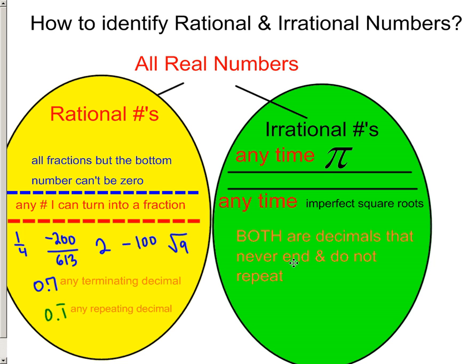You can see that both pi and the imperfect square roots are decimals, and they never end and they don't repeat, and that's what makes it different from these. But the big test we do is can we turn it into a fraction? And we can turn all of these into fractions. These two, because they go on forever, we don't know where the number ends, so we can't really get a hold of a way to represent it as a fraction.